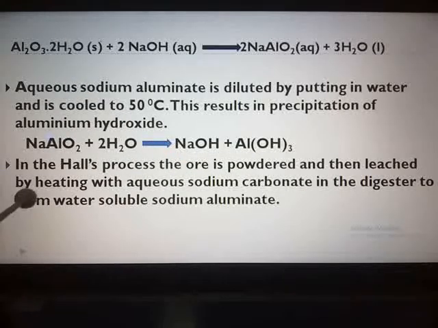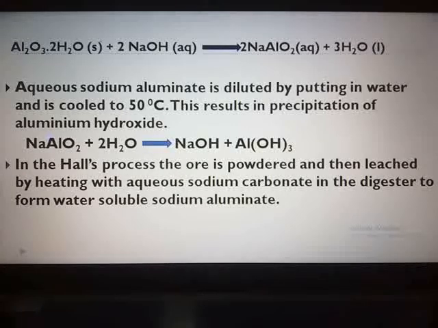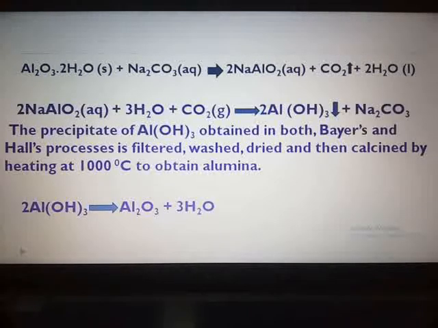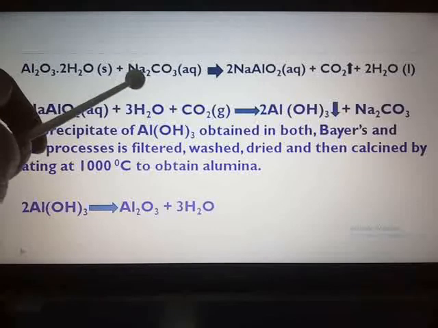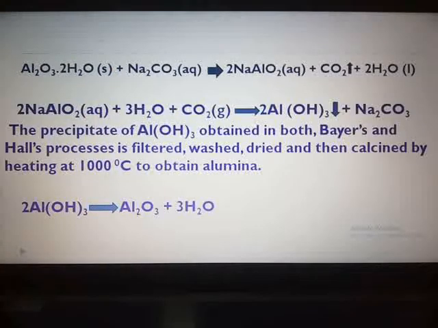In the digester to form water soluble sodium aluminate. There also you get water soluble sodium aluminate. Then the insoluble impurities are filtered out, like your silica or titanium oxide. The filtrate is warmed and neutralized by passing carbon dioxide gas through it, which results in the precipitation of aluminium hydroxide. So you can see here bauxite ore, when leached with sodium carbonate, you get sodium aluminate with the liberation of carbon dioxide and water. Look at the equations very carefully.